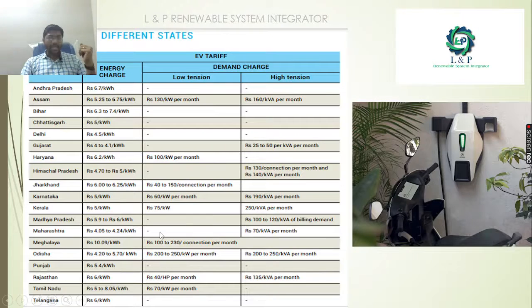And in Kerala, they are charging only 5 per kilowatt hour. For a low tension line, you will be charged around 75 per kilowatt. And if you're on a high tension line taking the demand, then you will be charged around 250 rupees per kVA per month. So like this, the different states are supporting electric vehicle tariffs. So try to know about these things, try to buy electric vehicles, and try to use the systems which will be the future for tomorrow.